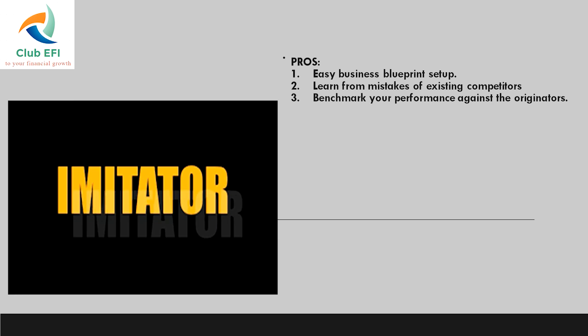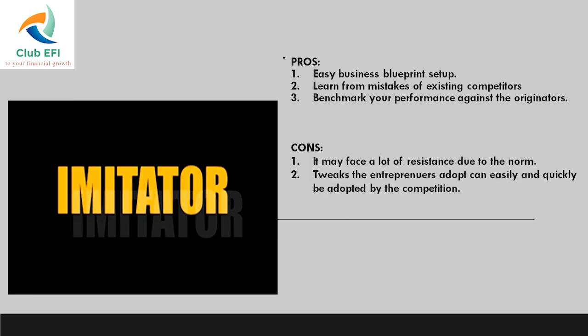However, they also have their disadvantages. 1, they may face resistance due to the norm as well, because people are already used to the branded one, the known one, the originators. So bringing an imitation can be a disadvantage. It will be like a copycat. Secondly, the tweaks that the entrepreneurs have adopted to make their own venture different can easily and quickly be adopted by the originators. So before you know it, they can be out of business again.